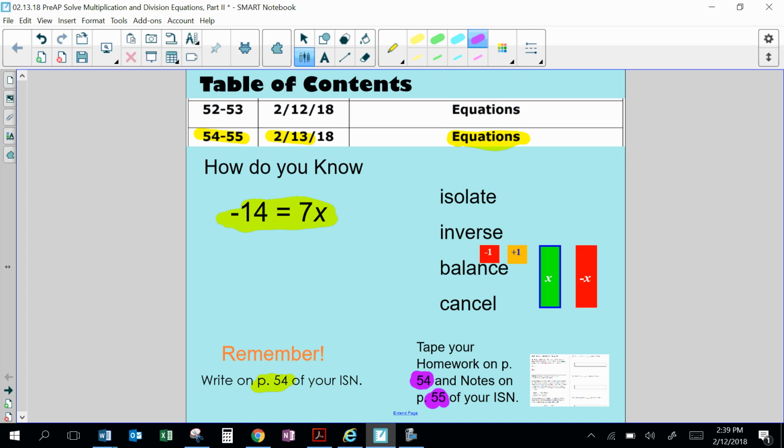In order to solve this equation, you need to isolate, do the inverse operation, balance it out, and cancel. Please pause at this time to give students the opportunity to solve this.